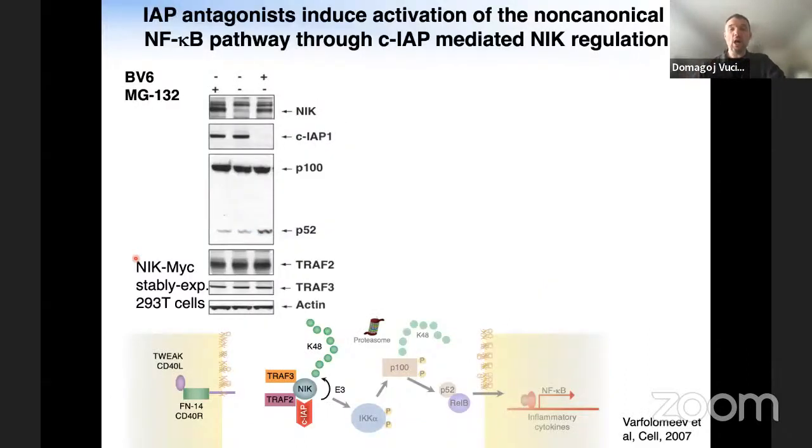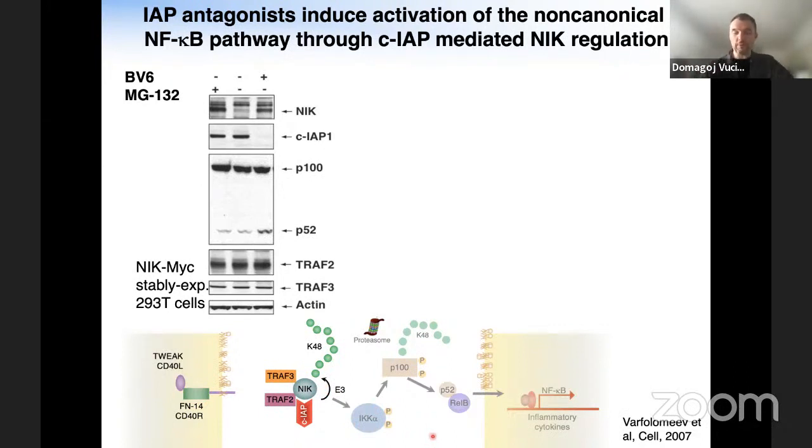However, how does it regulate non-canonical signaling? So here is the deal. If cIAP1 binds TRAF2 and TRAF3, and they are in complex with NIK, okay? NIK is NF-κB inducing kinase, and it's continuously degraded. So it's ubiquitinated by K48 chains and is degraded, and you don't have activation of non-canonical signaling, okay?